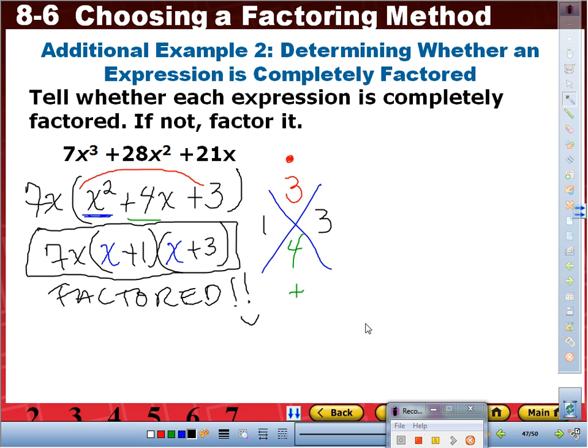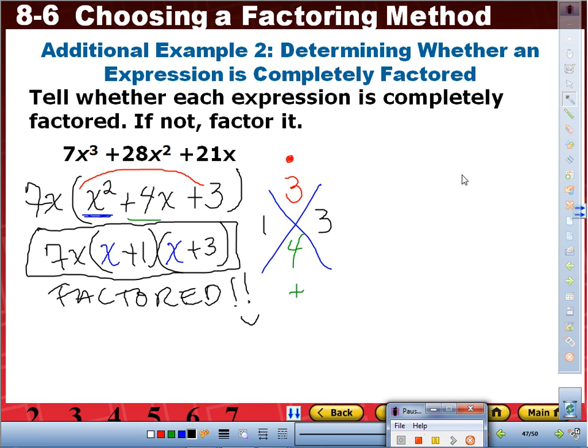Okay, so let's make sure we got the pattern. Step 1, GCF. Step 2, we check to see if this is a difference of squares or a perfect square trinomial. If it's not, we use our factoring techniques to finish factoring, and don't forget to write your GCF. Everybody got it? All right?